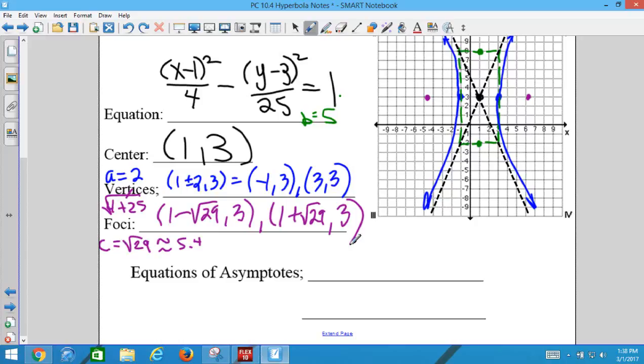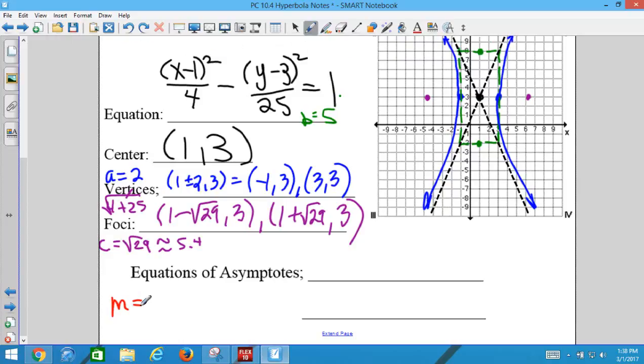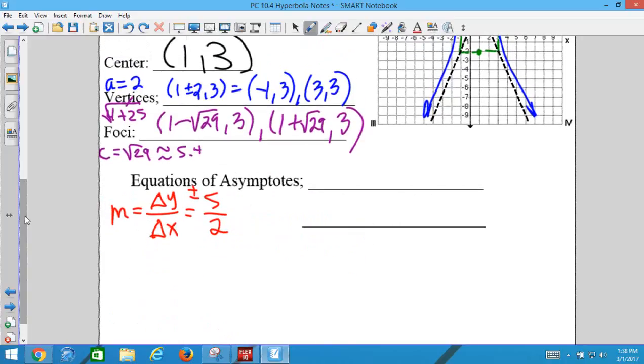And finally, we have the equation of the asymptotes. So we go over how do we find rise over run? The slope. Change in y over the change in x, the rise over the run. So which one of these is y? 5. Over the x, 2. So we're doing plus minus 5 over 2 for our slope. And our ordered pair is 1, 3. We okay? Questions?